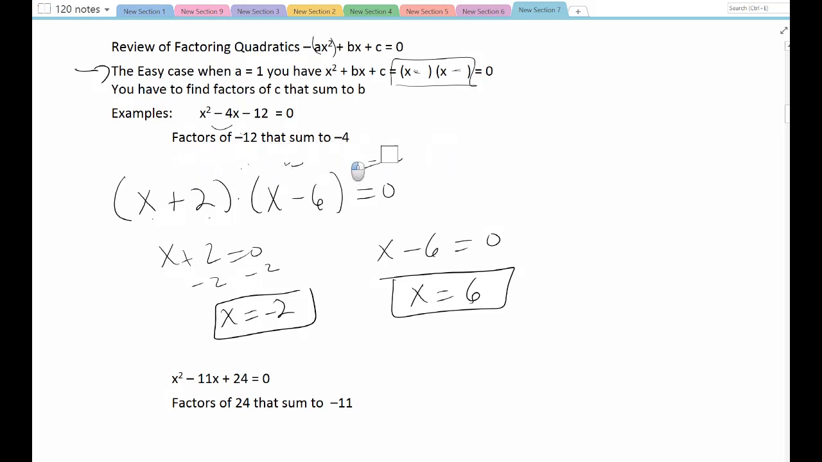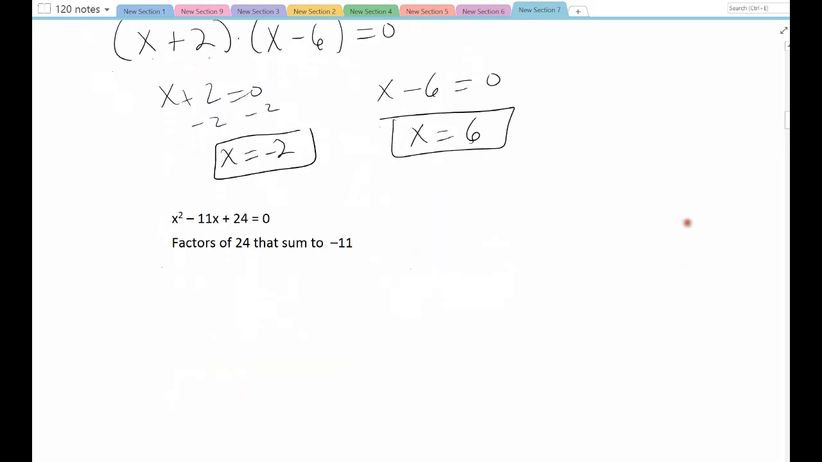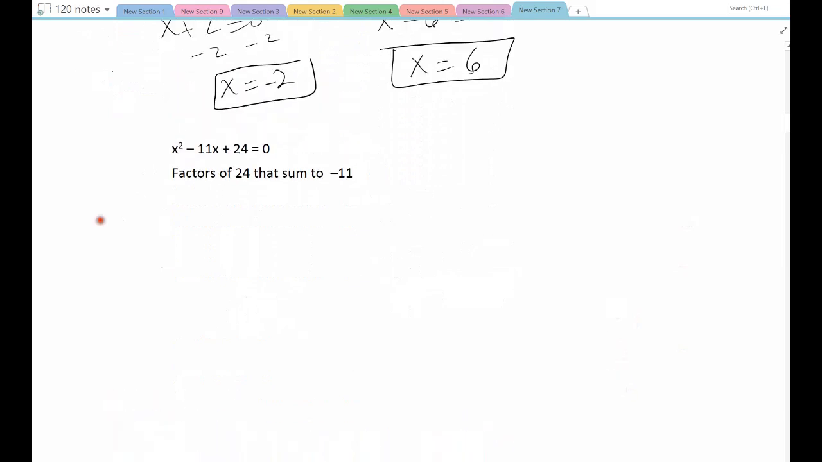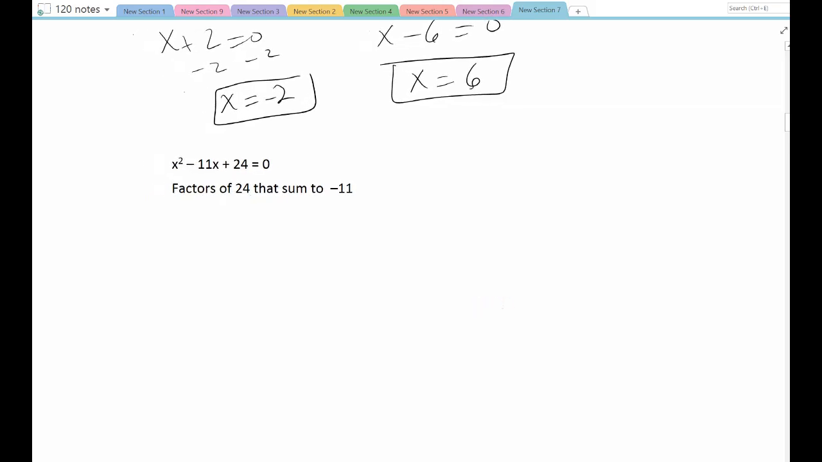I'm going to do one more of those easy cases. And again, factoring, this should be something you've seen multiple times before. Alright, so next example. Again, it's an easy case because I've got the x squared, which has the 1 in front of it. And so I look at the 24 and the negative 11. I need factors of 24 that when I add them together, I get negative 11. So factors means multiply, right? What do I multiply to get 24? And I add, it comes out negative.